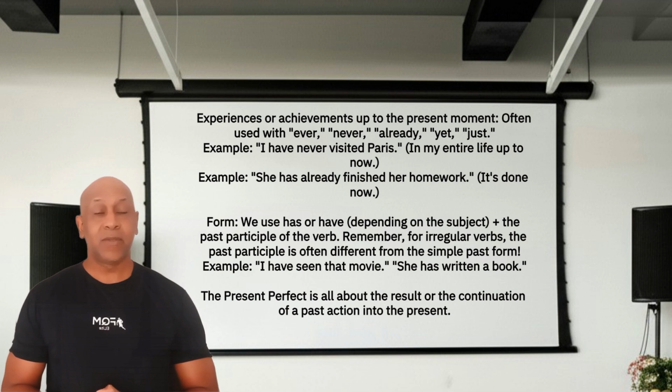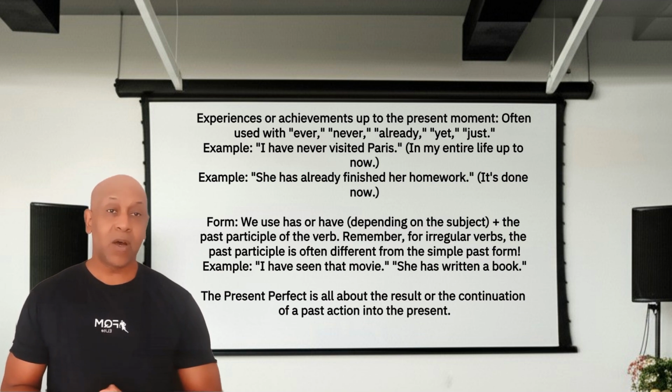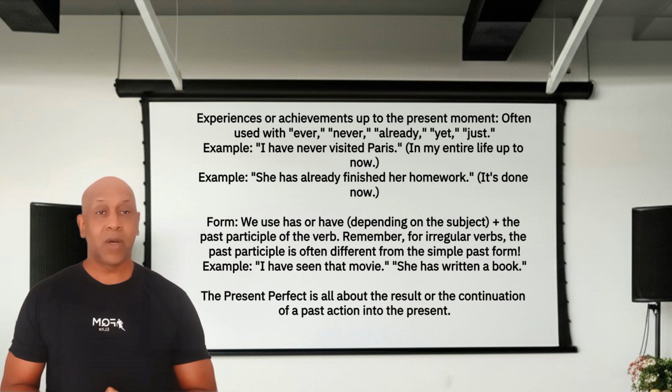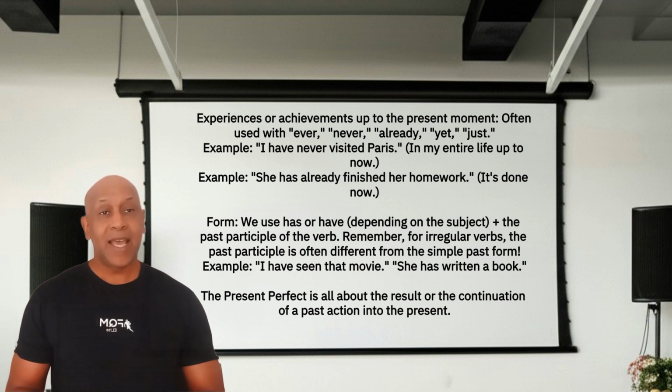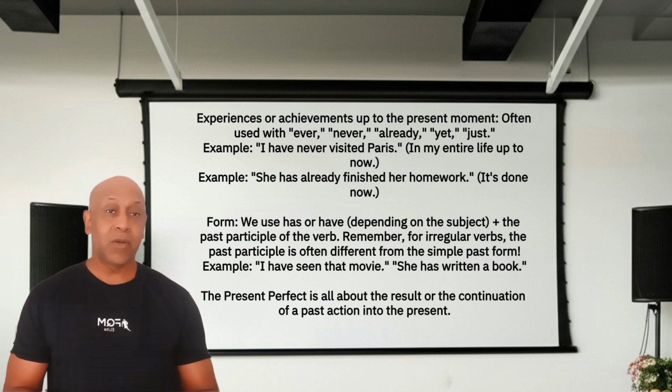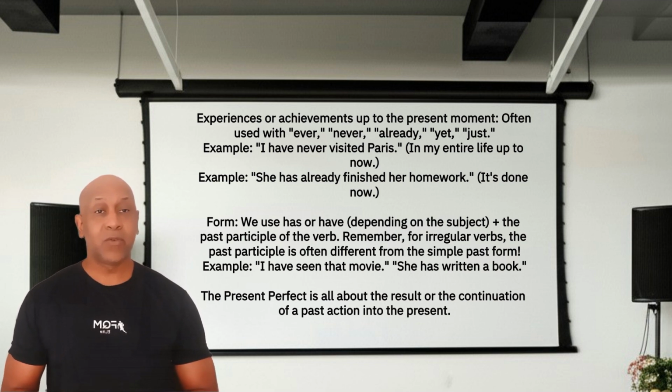Experiences or achievements up to the present moment, often used with ever, never, already, yet, or just. Example: I have never visited Paris in my entire life up till now. Example: she has already finished her work. It's done now. The form we use is has or have, depending on the subject, plus the past participle of the verb. Remember, for irregular verbs, the past participle is often different from the simple past form.